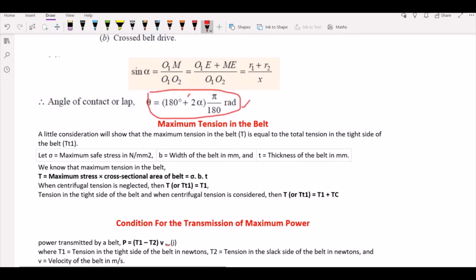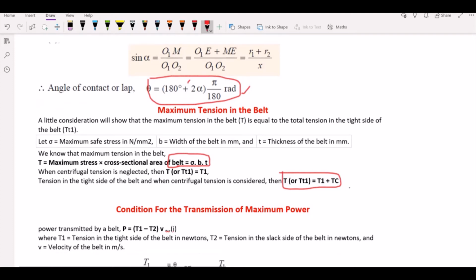So from here we can calculate the maximum tension in the belt as T equal to sigma, the maximum stress, into the cross sectional area of the belt. Cross sectional area is nothing but b into t. So T is equal to sigma into b into t. Or if I take the centrifugal tension into account, then T1 is nothing but T1 plus Tc. The first is only the maximum tension without considering the centrifugal tension. This is by considering the centrifugal tension. The centrifugal tension will be covered in another derivation later. Hope it is still clear till here, the maximum tension calculations in the belts.